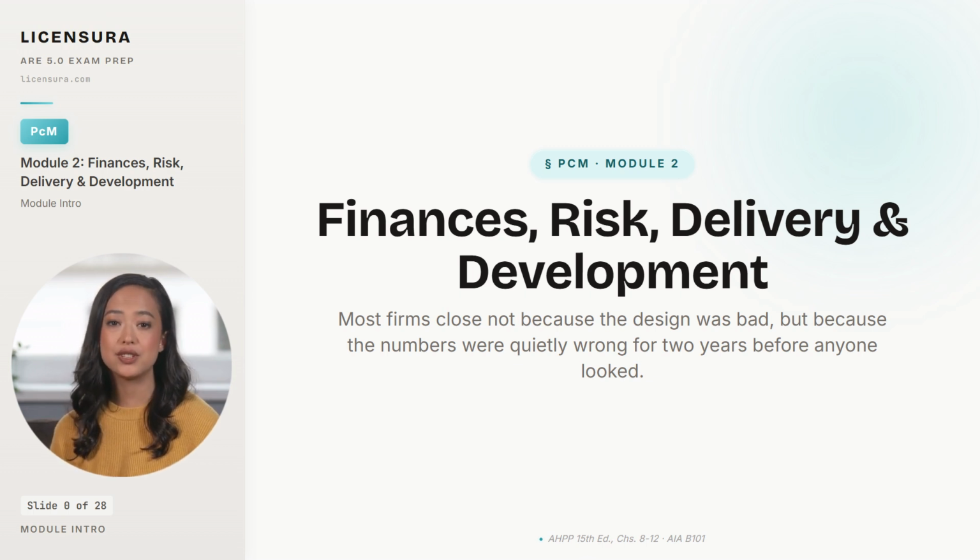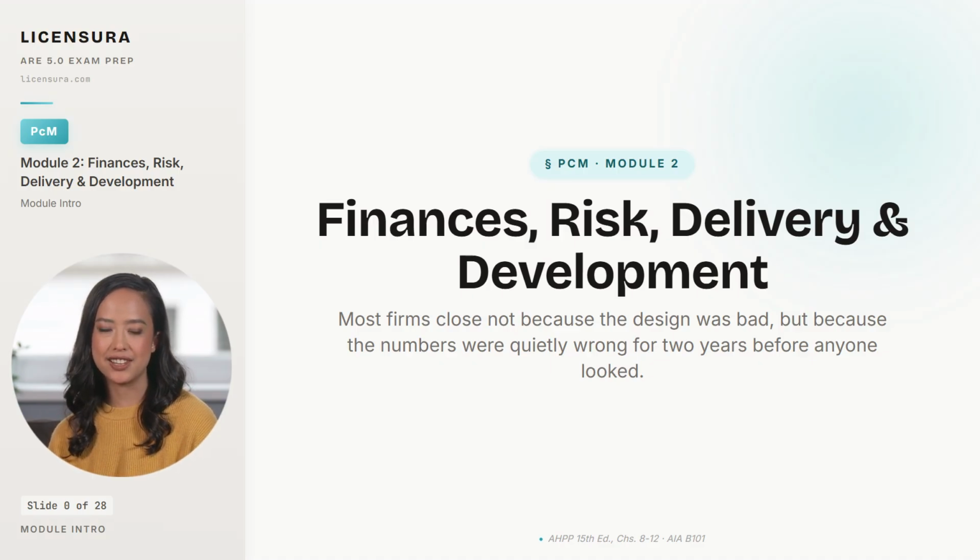The 3 financial statements, the 4 ratios that signal trouble, the fee structures that match scope to risk, the 4 delivery methods and what each one does to your exposure, and the marketing versus business development distinction that quietly decides which projects you take. Get this wrong, and the firm goes under before the design ever ships. 4 reasons finance and risk live in the same module.